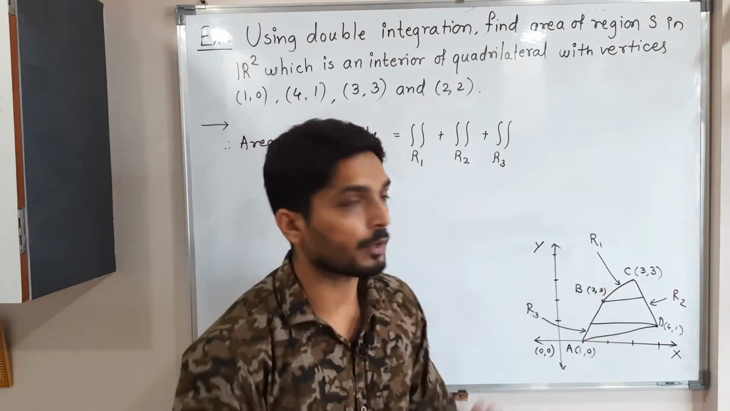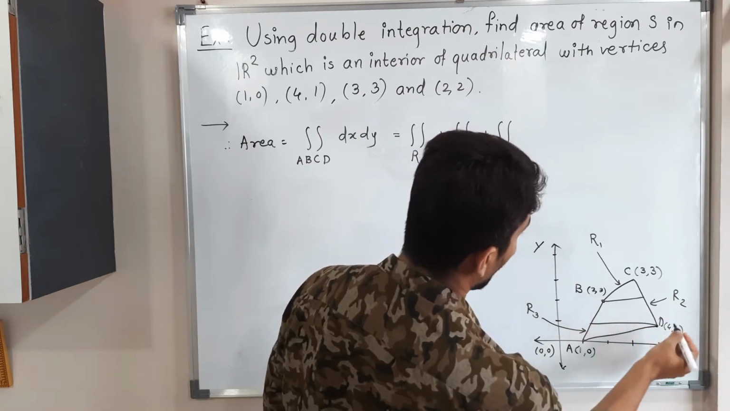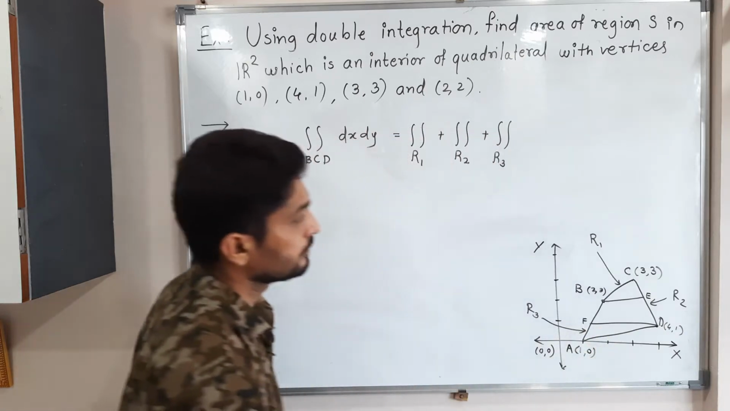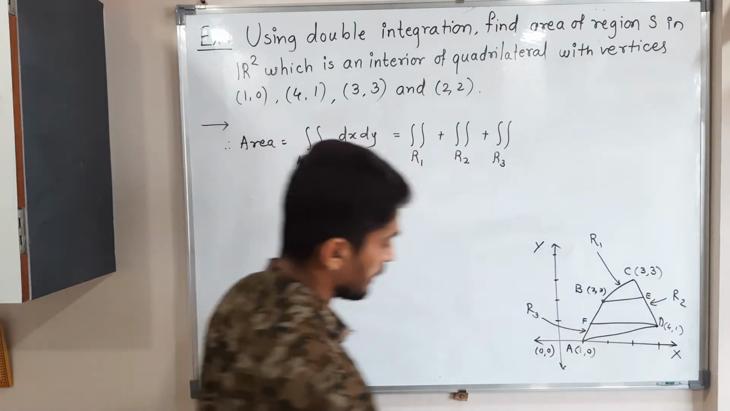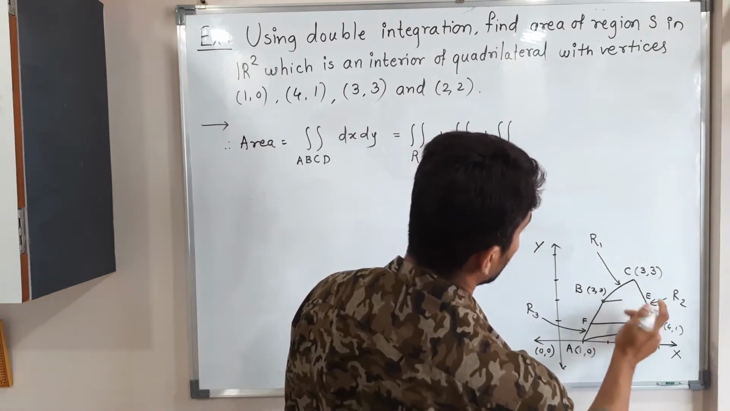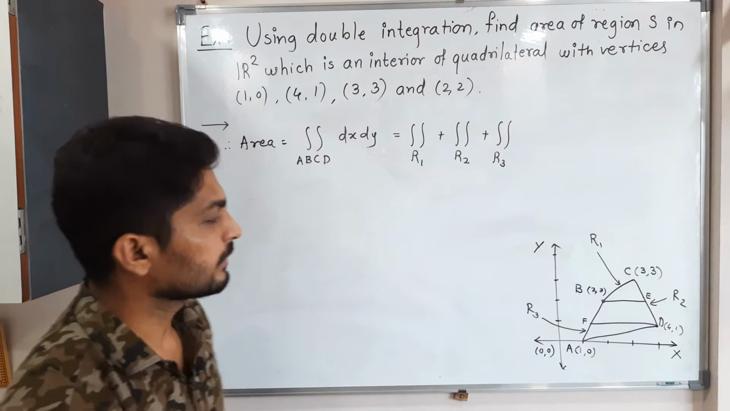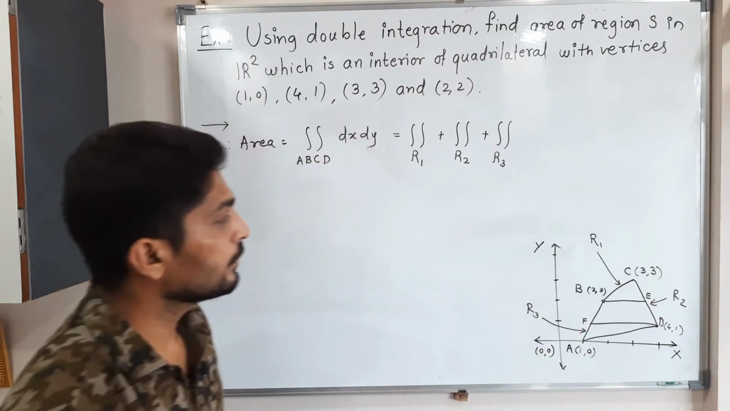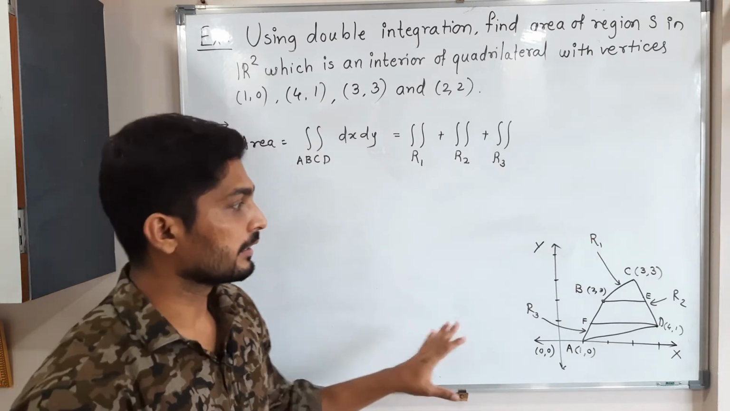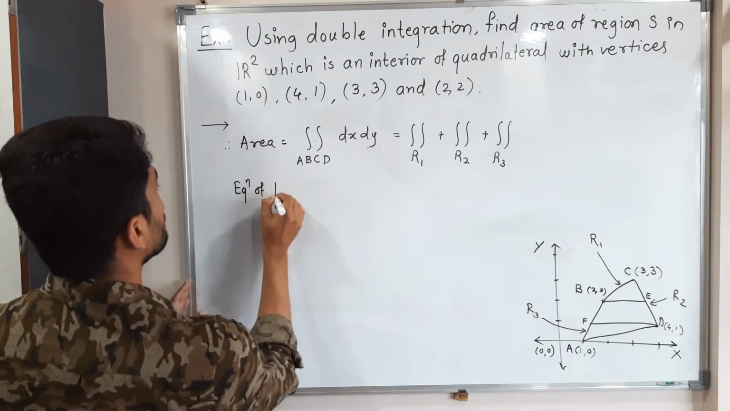So let us think about R1. I should give some point names to it. So this is point E and this is point F. What will be the coordinates? Actually, there is no need of coordinates E and F. Let us find the equation of BC first. We want the equations of all these lines because only then can we find our area.